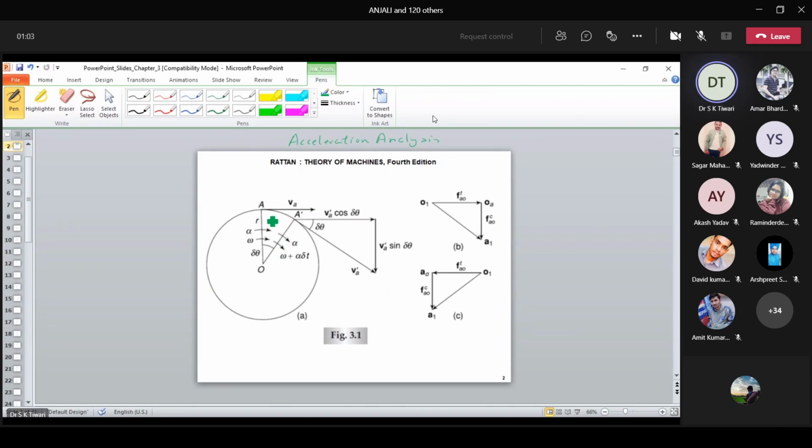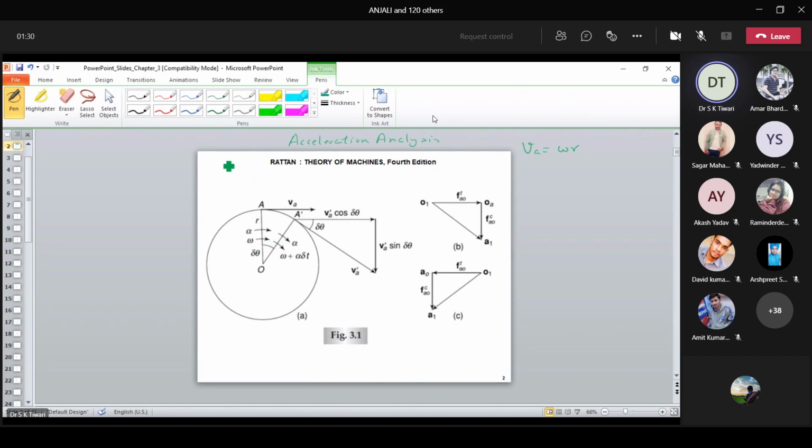Now, when you come to this particular picture, what will be the tangential velocity of point A? The tangential velocity of the point A will be denoted by VA, and it is nothing but omega of this link multiplied by the length of this particular link.